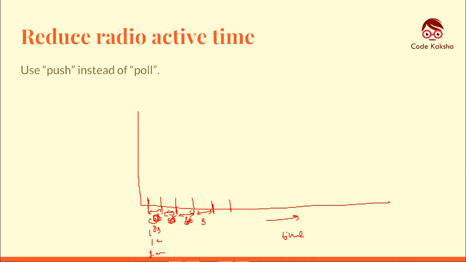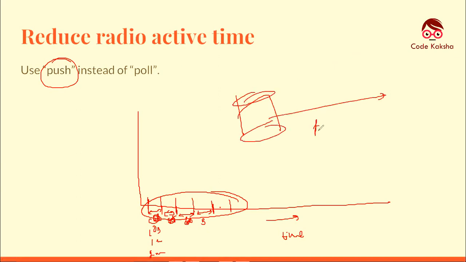In any case, multiple pollings, continuous polling, is going to consume too much battery. We should refrain from this. Instead of this, we should use push. What is push? In push, your server is going to push the data to your client, to your app.